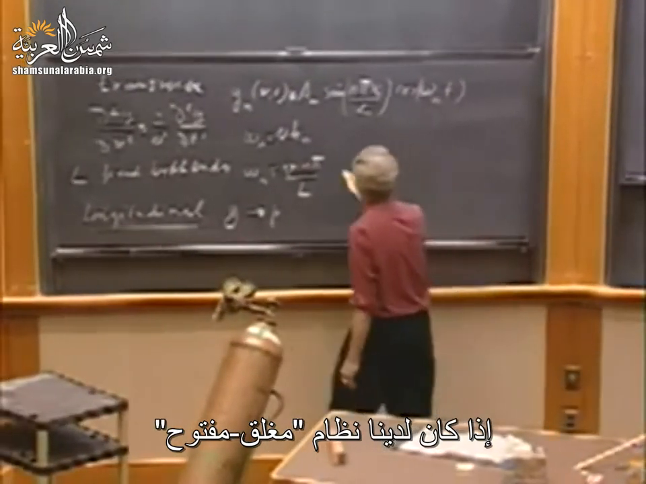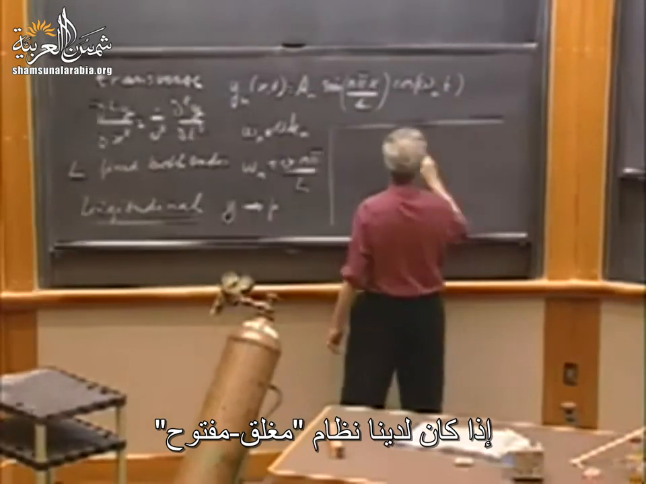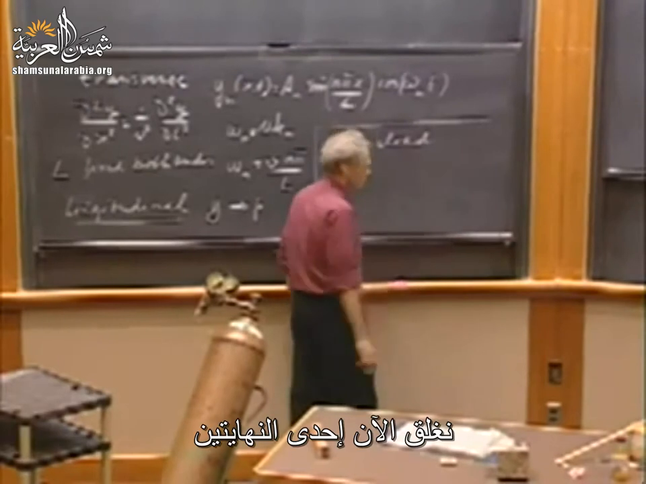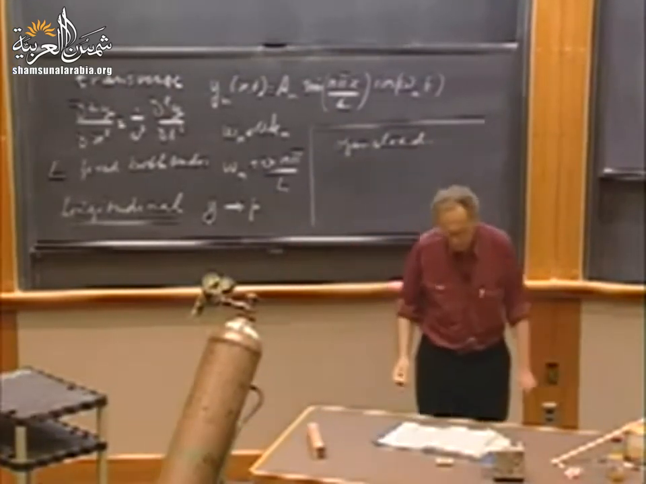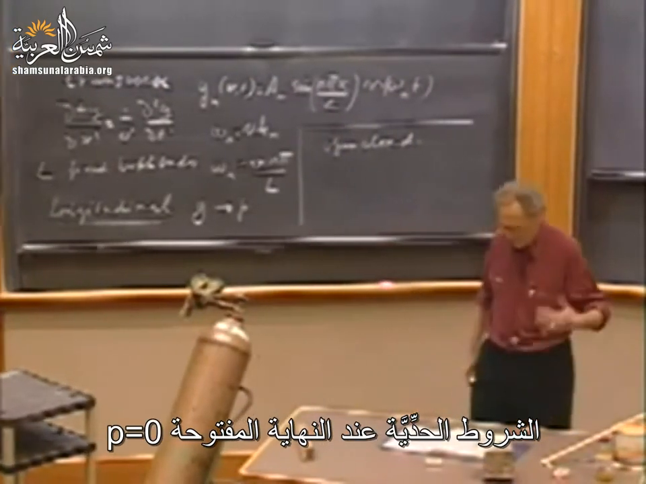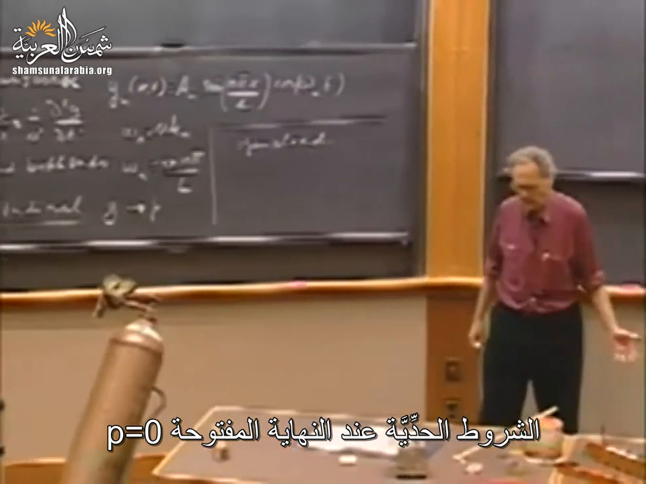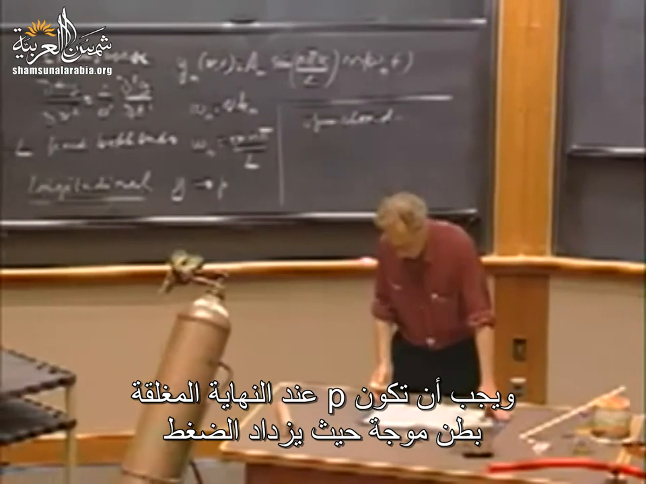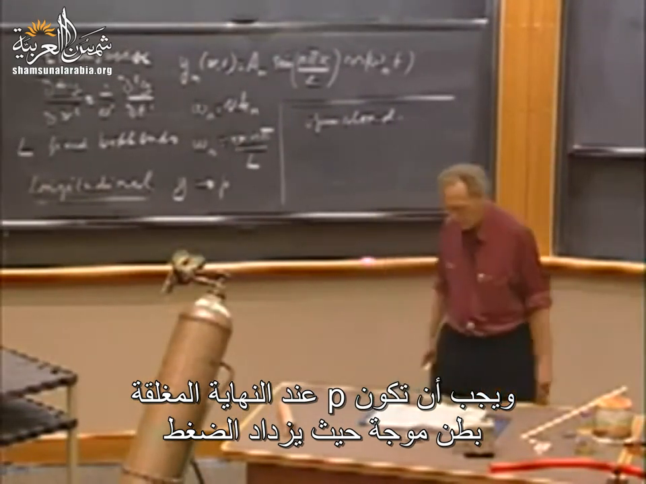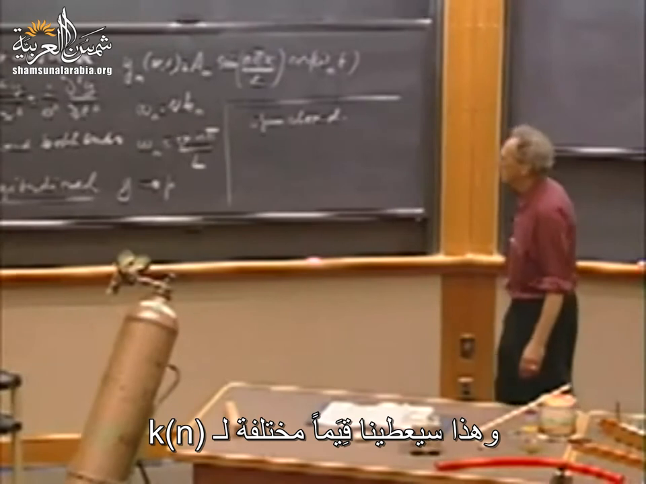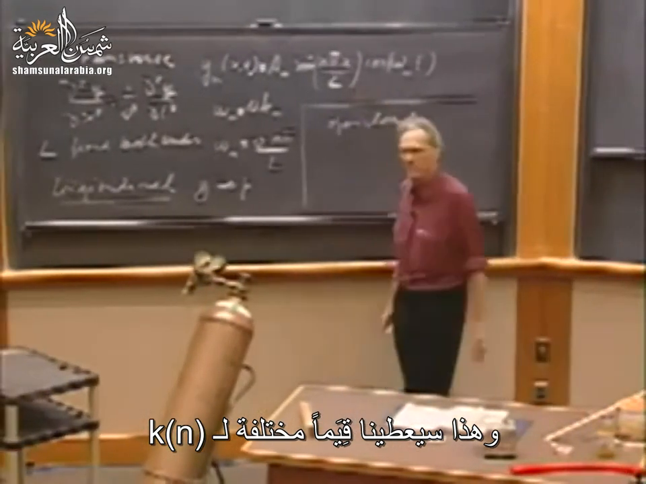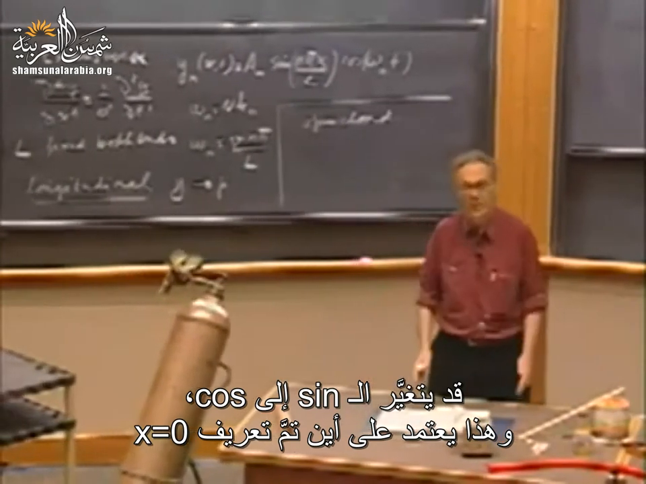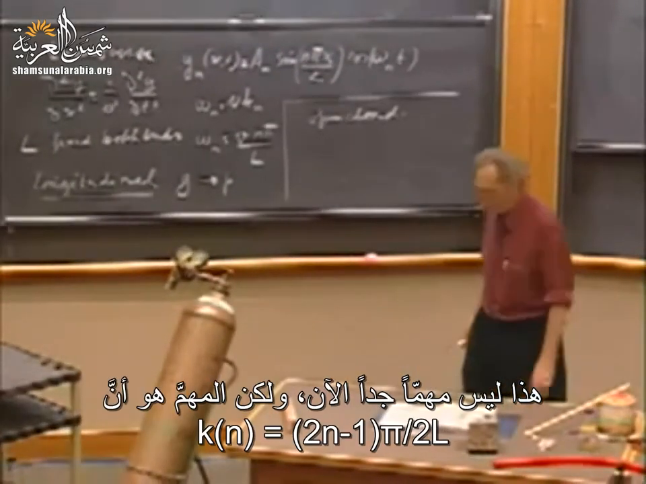If you have an open-closed system, so now you close one end, then you want the boundary conditions that P is 0 at the open end, and P has to be an antinode at the closed end, where the pressure can build up. That gives you then different values for this k of n. The sign may even have to be changed to a cosine, depends on where you define x equals 0. But that's not so important now.